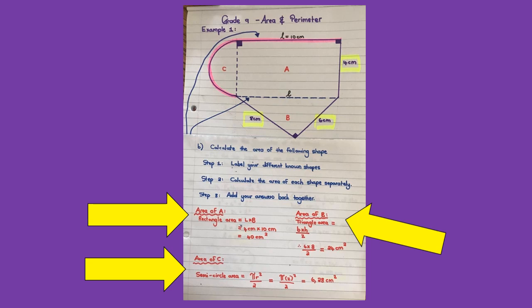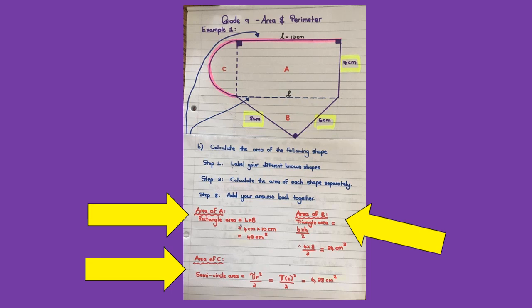Let's have a look at the area of A. A is a rectangle, and the area of a rectangle is length times breadth, which is 4 times 10. So that gives you 40 centimeters squared. All right, box that answer, keep it aside. Area of B. B is a triangle. The area of a triangle is base times height divided by 2, or you could have said half times base times height. It will give you the same answer. Work out your answer, you get 24 centimeters squared. Box that answer, keep it aside.